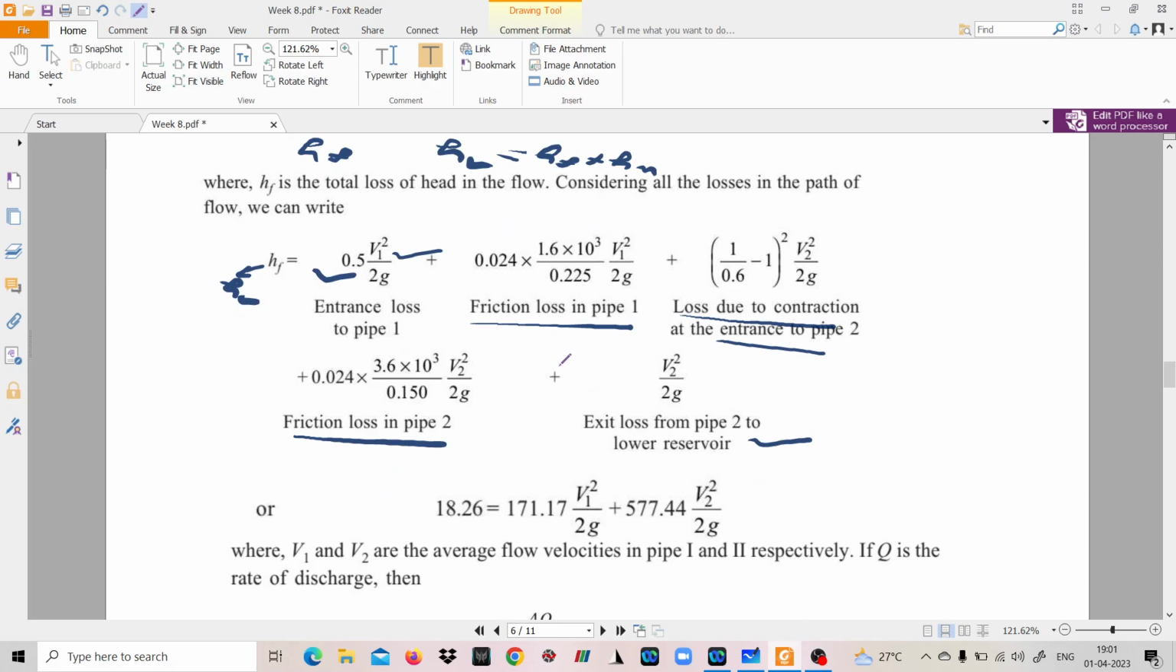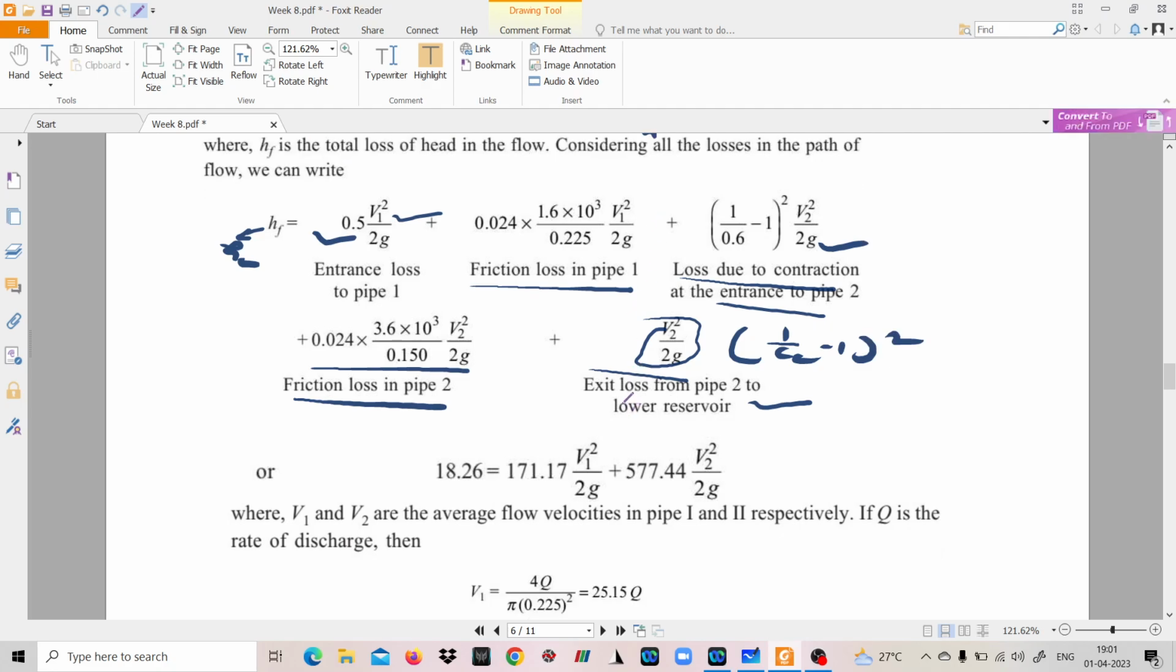Loss due to sudden contraction, where the coefficient of contraction Cc was given to you, is (1/Cc minus 1) whole square times V2 square by twice g. Again, a standard formula. Similarly, we have the friction loss for pipe 2, and for the exit loss we directly use the velocity head. Why? Because exit loss is similar to a minor loss due to sudden expansion, where the larger area is infinity. So that's why you get this equation.